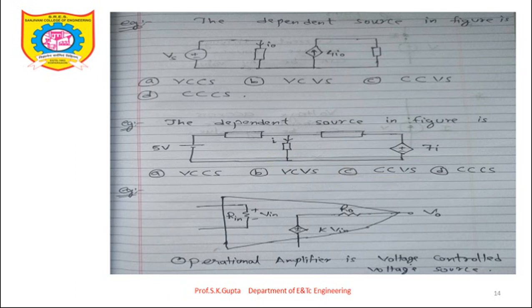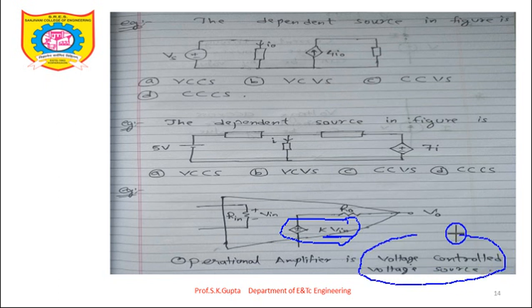Okay, now the last one. This is the symbol of an op-amp. Here is the dependent source, and inside that dependent source plus minus is written, that means it is a voltage source. And to that voltage source again a voltage is written, that's why it is voltage controlled. So the op-amp is a voltage controlled voltage source.